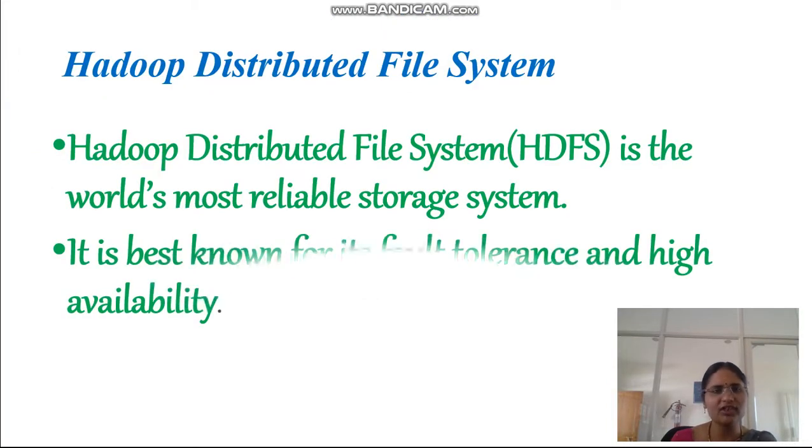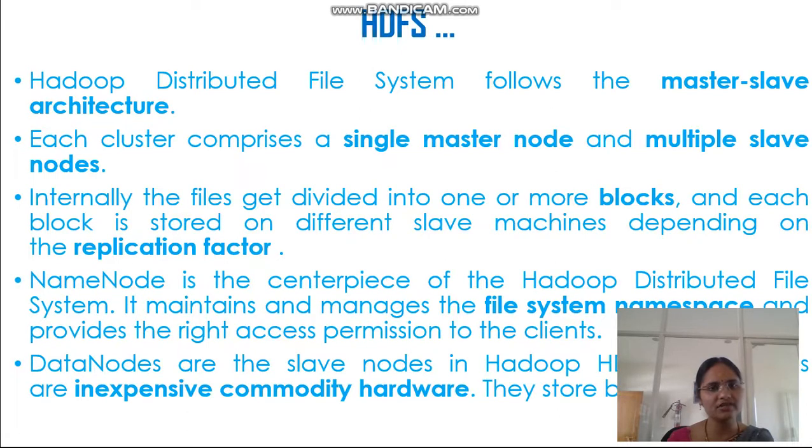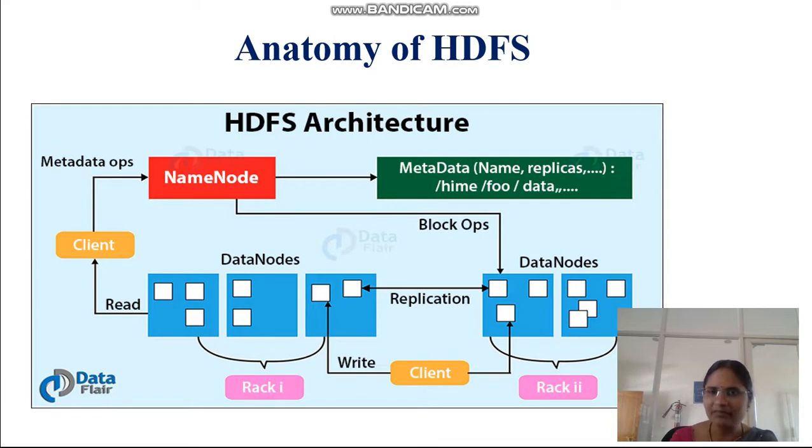The main purpose of preferring HDFS is that it is the world's most reliable storage system, and it is the best known at handling faults and making the data available in all cases. We know that HDFS follows the master-slave architecture. The central piece is the master only. We call it the name node, and all the multiple slave nodes work according to the master node's instructions. In today's class, we'll discuss clearly the anatomy of HDFS as well as how data flow normally occurs in HDFS.